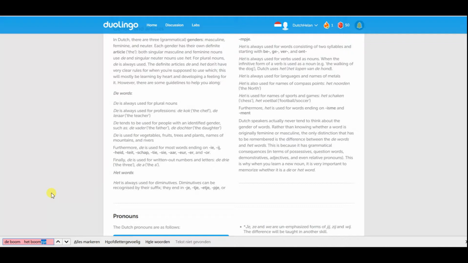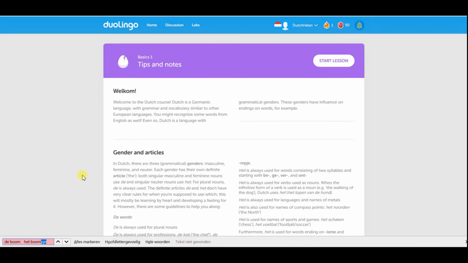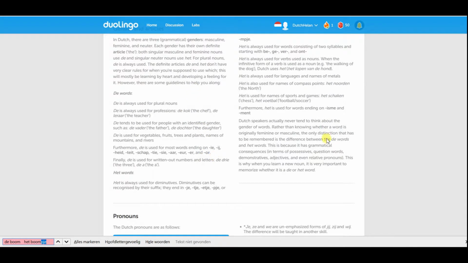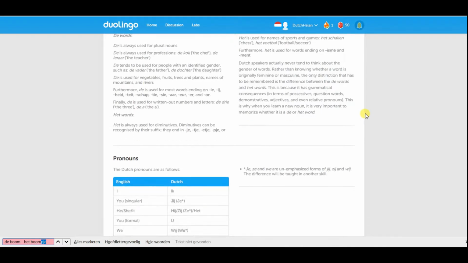And it can be used, as far as I know, for pretty much every single noun. There might be some exceptions, but yeah, it's just a way to cutify things a bit. That's the word, to make it more cute.